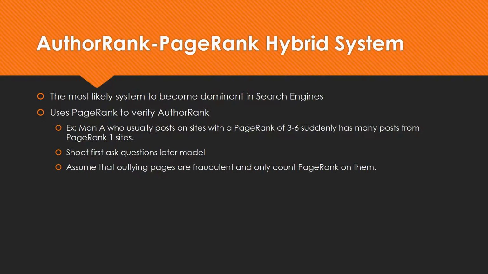So right now, it looks like the best potential system that could work would be the AuthorRank/PageRank hybrid system. Basically, it just uses PageRank to verify AuthorRank. For example, man A, who usually posts on sites with a PageRank of 3 to 6, suddenly has many posts from PageRank 1 sites. That's going to be kind of suspicious. So maybe, as it says there, it's a shoot first, ask questions later model, but when you're dealing with search, shoot first, ask questions later is usually a good policy for combating spam. And just assume that all the outlying pages from the dataset are fraudulent and only count PageRank on them, like we do today.